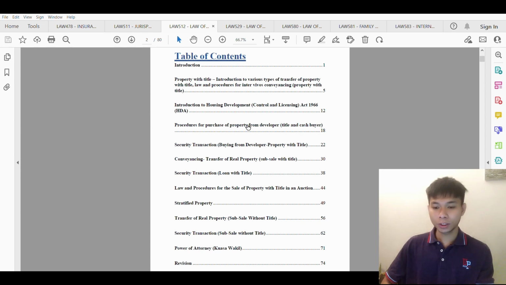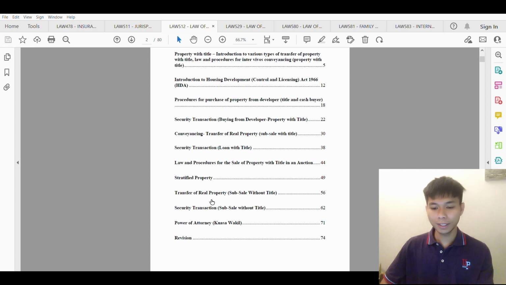There will be the procedures to purchase property from the developer. There will be the security transaction, meaning you want to buy from the developer with a loan, with title, transfer of real property. How do you want to transfer the land? Using Form 14A, using security transaction, the procedures for the sale of property with title in an auction, stratified property, which is the apartment, the condos, the flats. That's what our stratified property are. Transfer of real property without the title, and yes, security transaction.